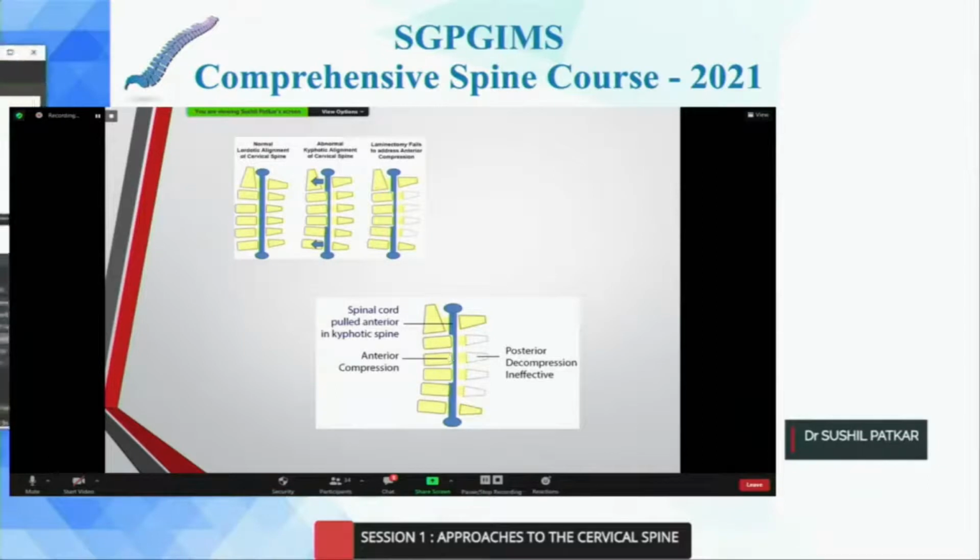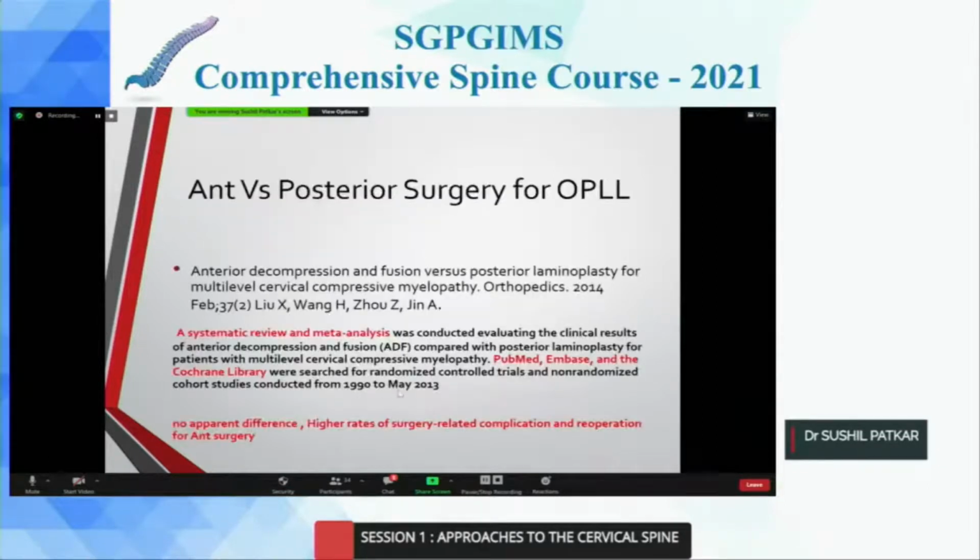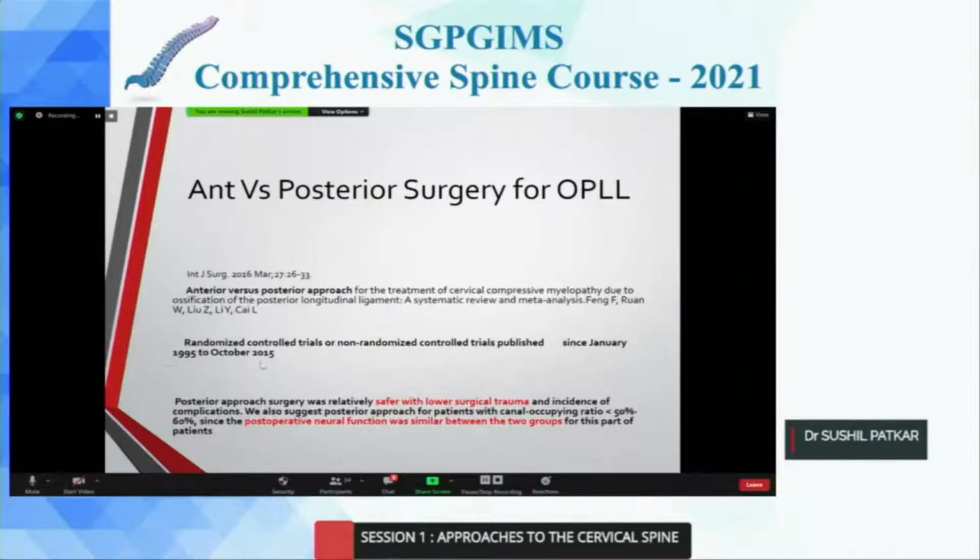So, anterior versus posterior surgery, you see that they have done a large review from 1990 to 2013. There is very little level 1 evidence to say that anterior surgery is better or posterior surgery is better. There is no apparent difference. Higher rates of surgery-related complications and reoperation are seen in anterior surgery. Again, another large analysis from 1995 to 2015 found posterior surgery safer with lower surgical trauma. So the argument is tilting more and more towards posterior surgery.